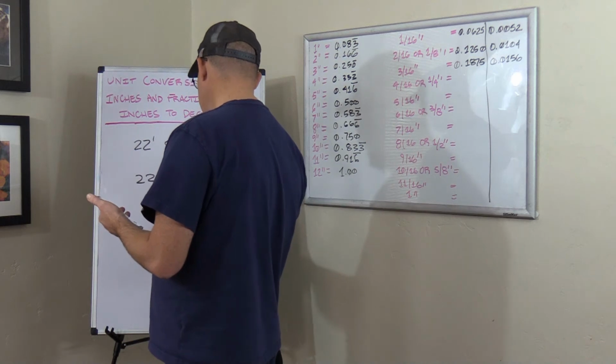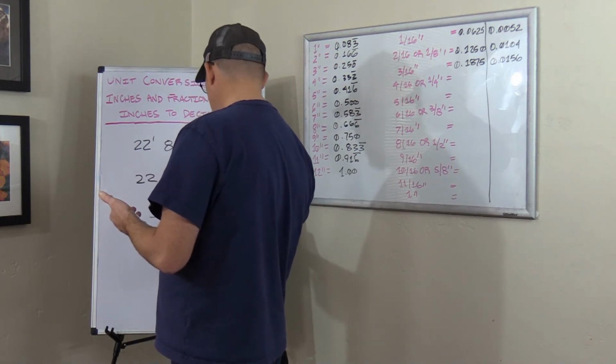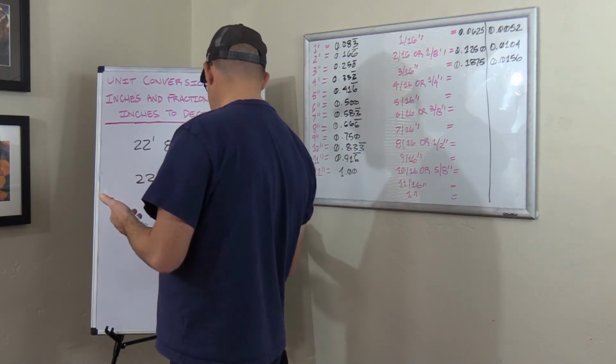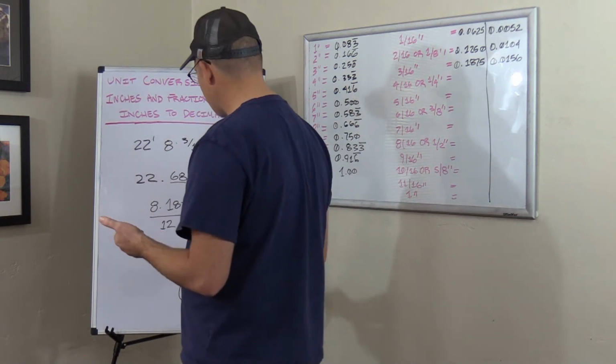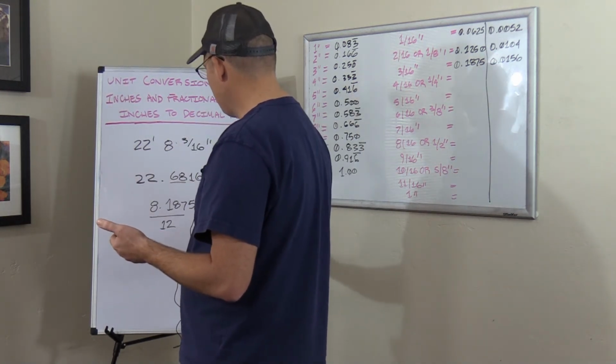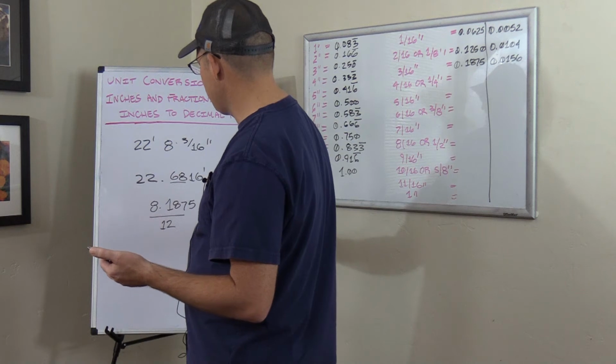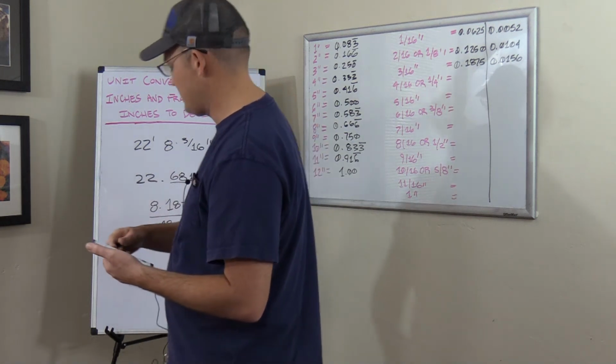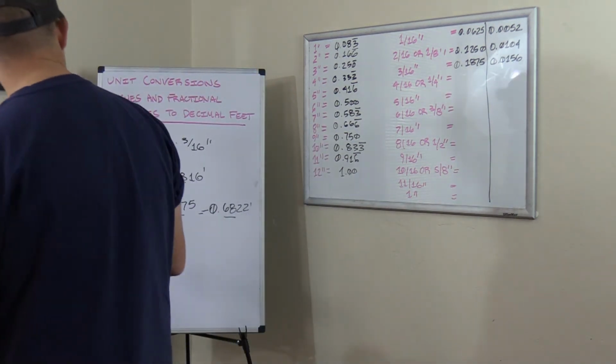Okay, and I got 0.6822, so there's a little bit of a difference because of the rounding. But it's going to round down to the same number at the 100th, 68/100ths. So that's how you do that conversion.